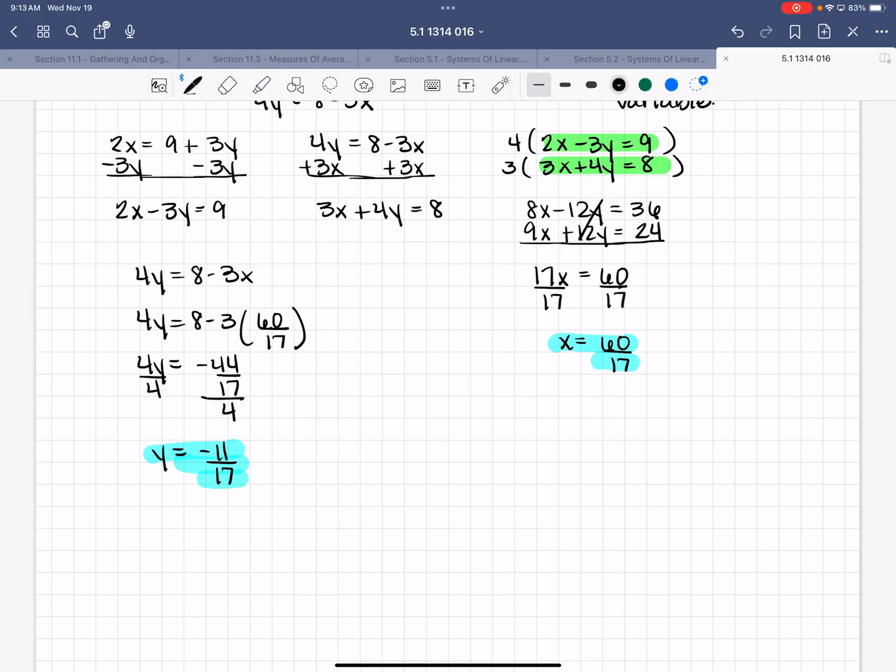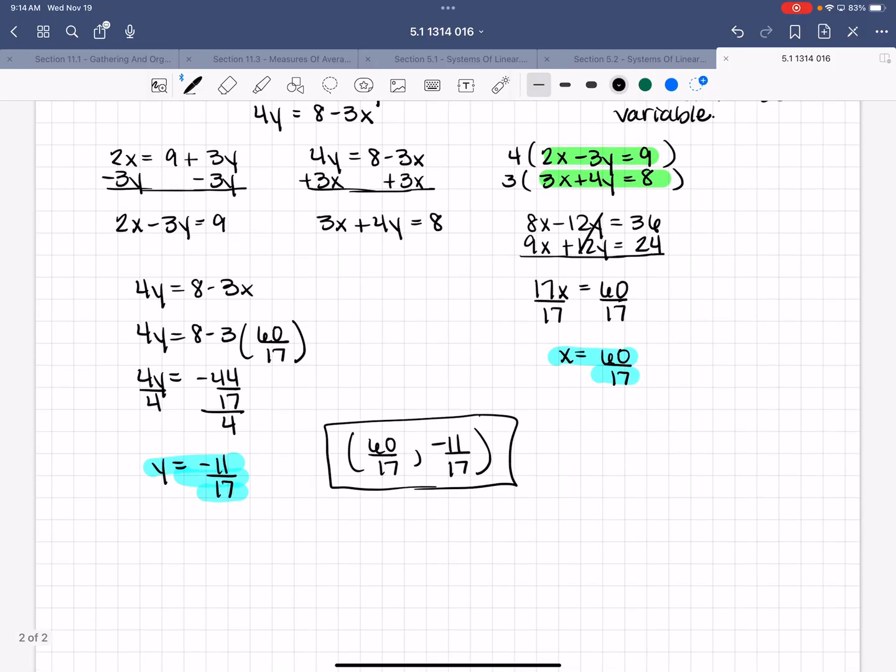So I am getting the ordered pair 60 over 17 with negative 11 over 17. Now that one does look a little nasty, doesn't it? So let's check it. Let's make sure.